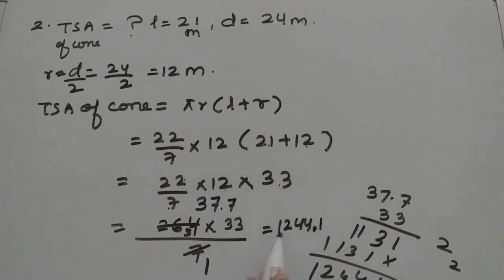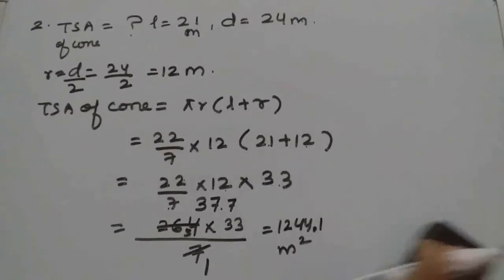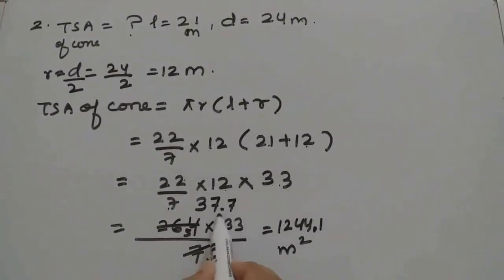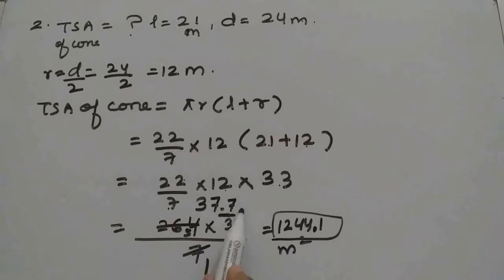So 1244 meter square is the final answer. Since we took here after 1 digit, only 1 digit we took here, that's why answer has come like this. If you take 2 decimals, the answer will vary by a point difference. That also will be correct.